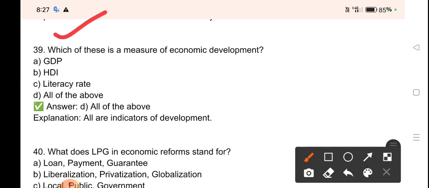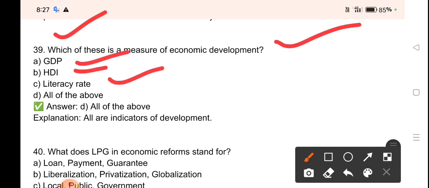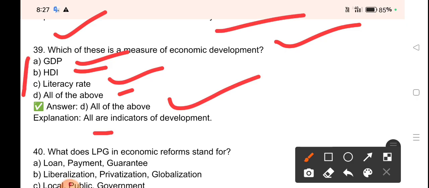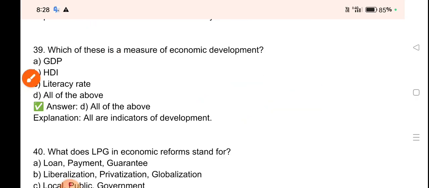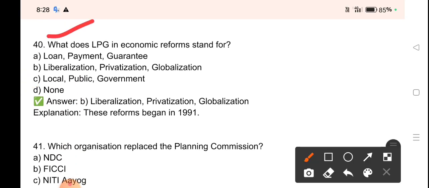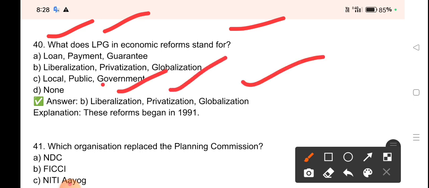Which of these is a measure of economic development? GDP, HDI, literacy rate, all of the above. All of the above. All are measures of economic development. All are indicators of development. What does LPG in economic reforms stand for? LPG stands for liberalization, privatization, globalization. These reforms began in 1991.